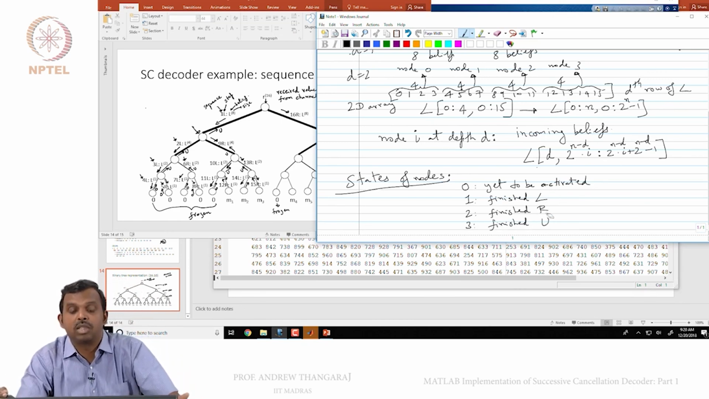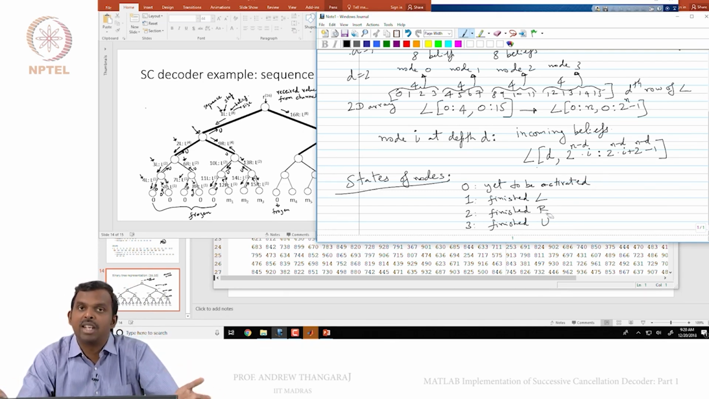There are 4 states to the nodes. It could be 0, not yet activated. So initially all nodes will be in state 0. Once you have done L, it goes into state 1, and once you have done R for that node, it goes into state 2.